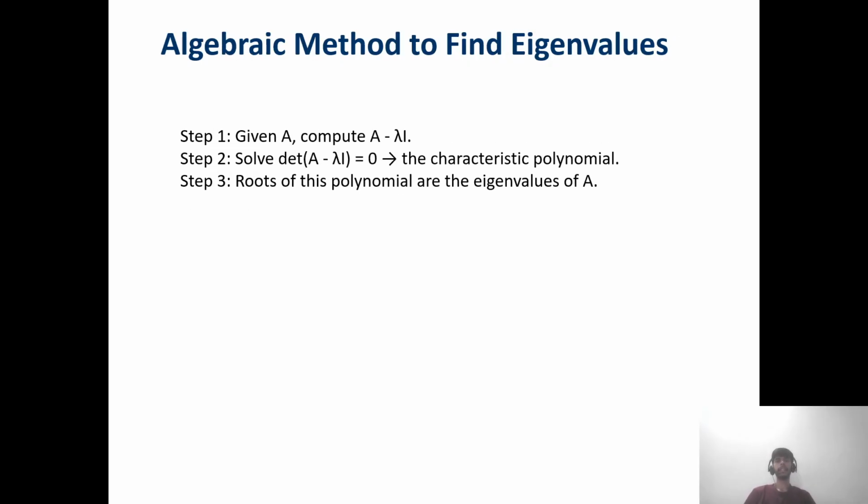Now, to find the eigenvalues, we use this formula: Av = λv, which can be rearranged to (A − λI)v = 0. This is a homogeneous system of equations, and for it to have a non-trivial solution, the determinant must be 0. This leads us to the characteristic polynomial, a polynomial whose roots are the eigenvalues of the matrix. Once we find the eigenvalues, we plug them back into our equation to find the eigenvectors.